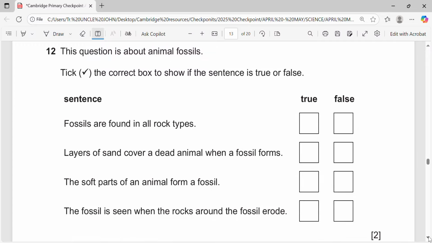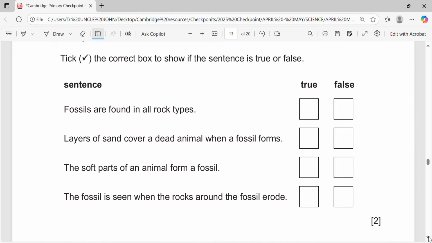12. This question is about animal fossils. Tick the correct box to show if the sentence is true or false. Sentences are here. Fossils are found in all rock types. Layers of sand cover a dead animal when a fossil forms. The soft parts of an animal form a fossil. The fossil is seen when the rocks around the fossil erode.